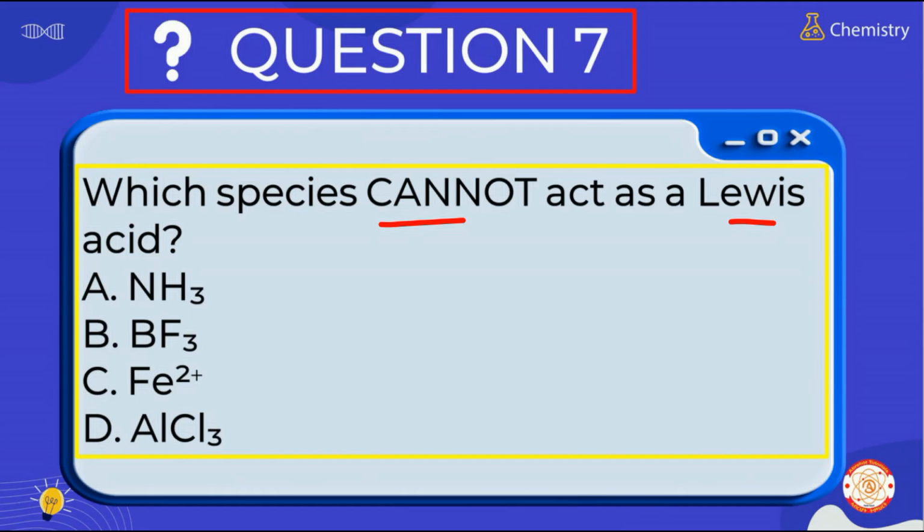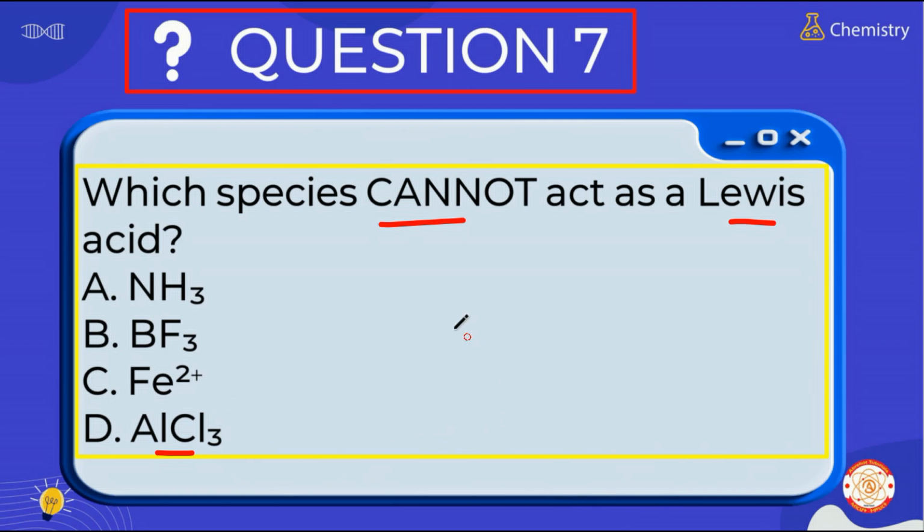So now let us answer the question. Which species cannot act as a Lewis acid? So let us see this. Let's start from D, aluminum chloride. You have to draw the Lewis structure for each of these.